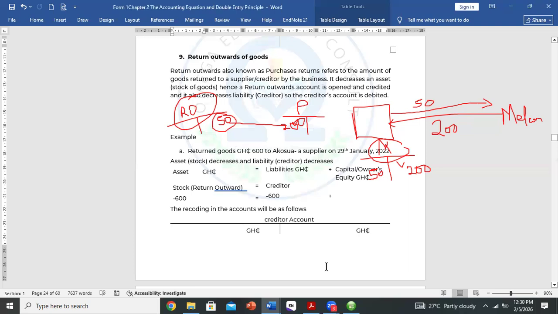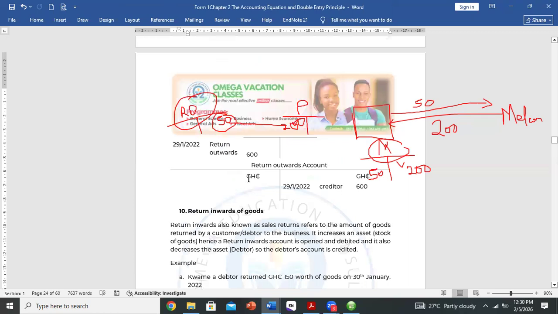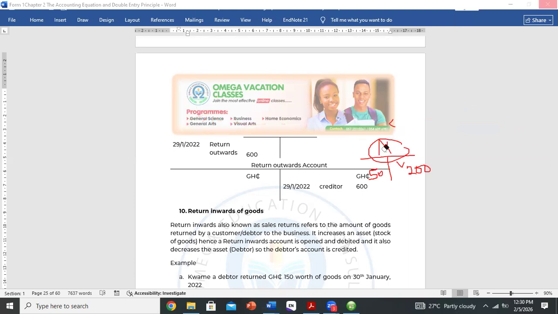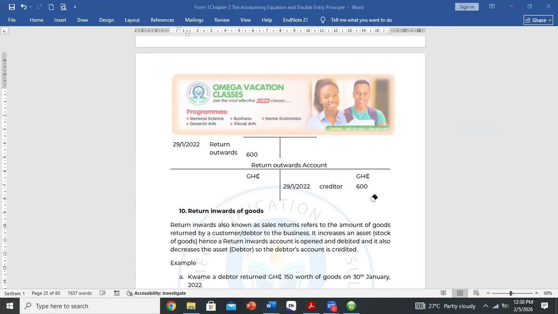Okay, so let's do this. Let me clean it. So if return outwards will reduce the stock, return inwards would what? Increase the stock or reinstate the stock. So it is going to increase an asset, stock. So we open return inwards account. And if asset is increasing, we debit. So you debit return inwards. And then the debtor who is bringing back the goods, his balance is going to reduce.